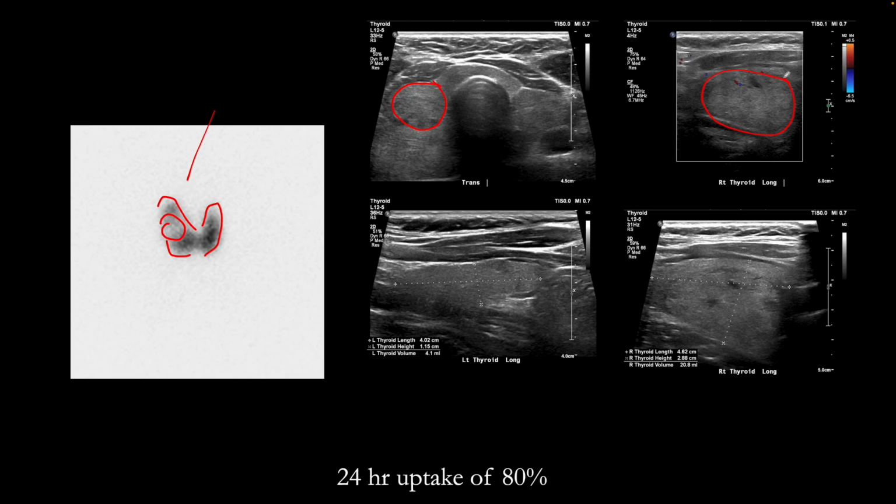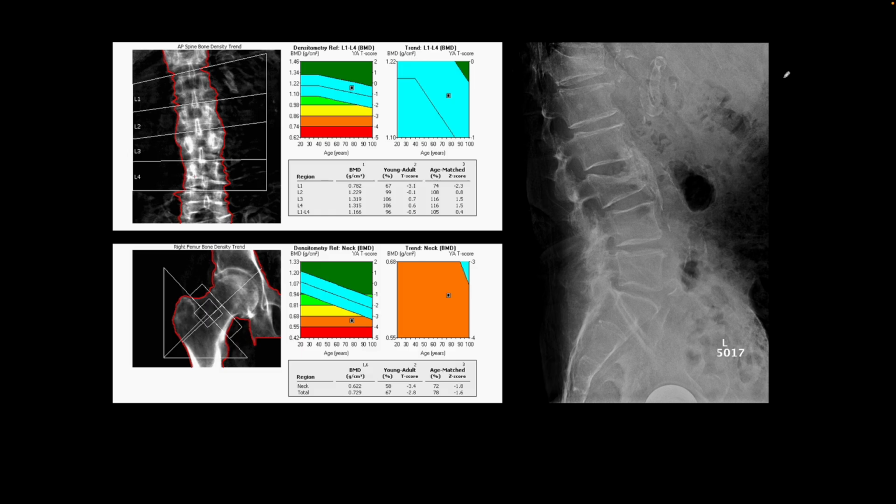But this patient should not be treated with I-131 for their Graves' disease without knowing if this nodule in the right lobe of the thyroid is benign or not. So they need a fine needle aspiration of that nodule, and if it turns out to be benign, then they can safely proceed towards I-131 treatment for their Graves' disease.